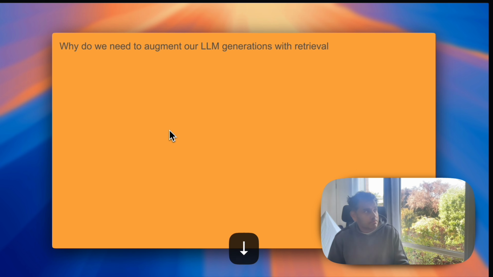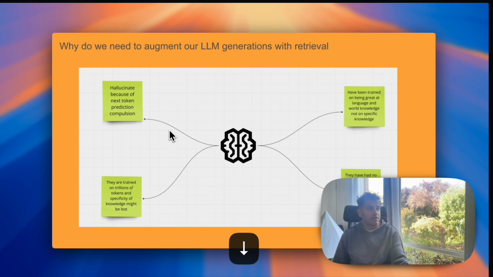But why do we need to augment our LLM generations with retrieval? If the LLMs are so great, why do we need to augment them with retrieval? They have some really strange nuances which make them fail at certain things. It hallucinates a lot, which I mentioned. It has this ability of picking up its own questions and answering them.